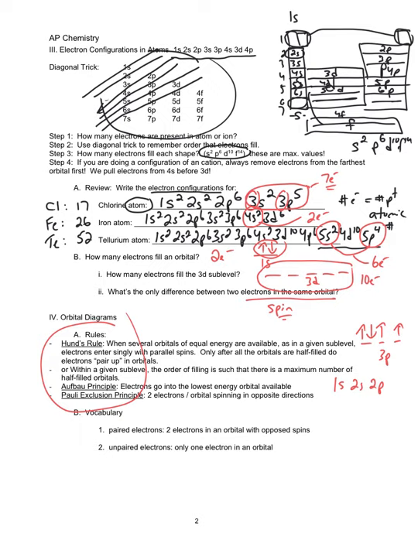And Pauli exclusion principle says that if we have 2 electrons in the same orbital, they must spin in opposite directions. Okay? Paired electrons are where we have 2 electrons in the same orbital. Unpaired electrons, just vocabulary, means there's only 1 electron in that orbital. All right, let's turn the page.